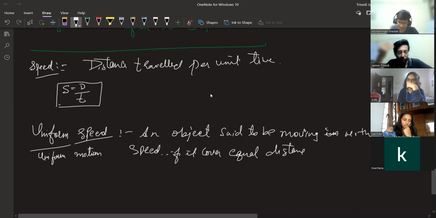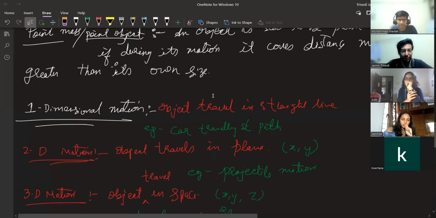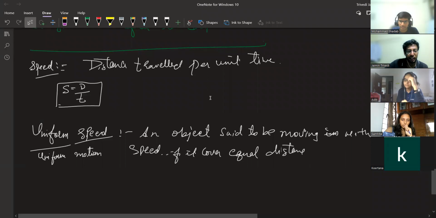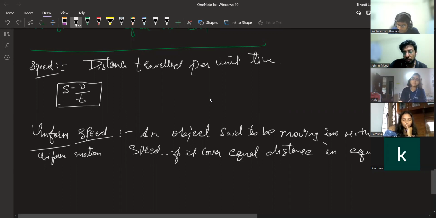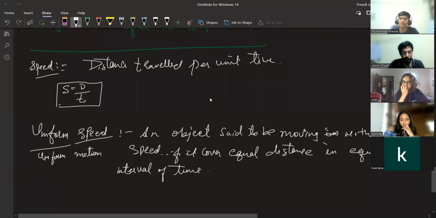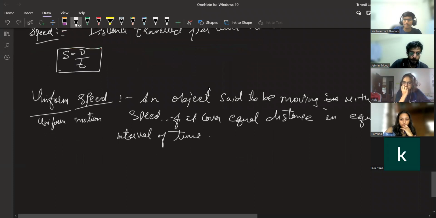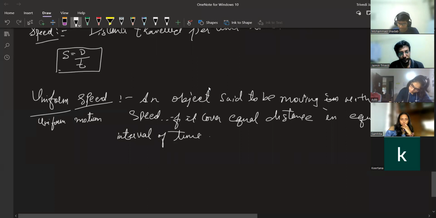Now non-uniform is the opposite of this one. As we wrote already, uniform motion, non-uniform motion, so similar. It covers unequal distance in equal intervals of time. Okay. You can write for non-uniform also the same way. You can write it in your own words. That's okay.